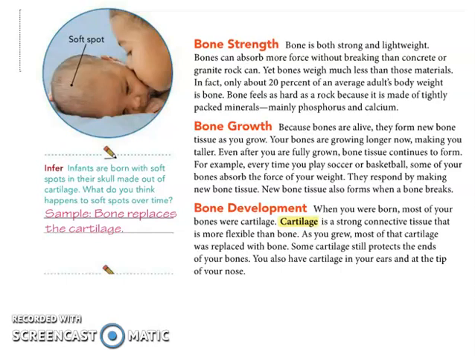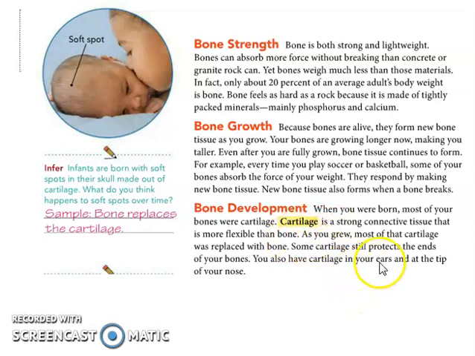When we were born, most of our bones were cartilage. Cartilage is a kind of connective tissue. Remember, we have four types of tissue: muscle tissue, nervous tissue, connective, and epithelial. Connective tissue includes cartilage. Cartilage is a strong connective tissue that is more flexible than bone. As you grew, most of that cartilage was replaced with bones. Remember when we were babies, we had 300 bones, and then some of the bones just fused, and some of them are cartilage that just turned into bone.